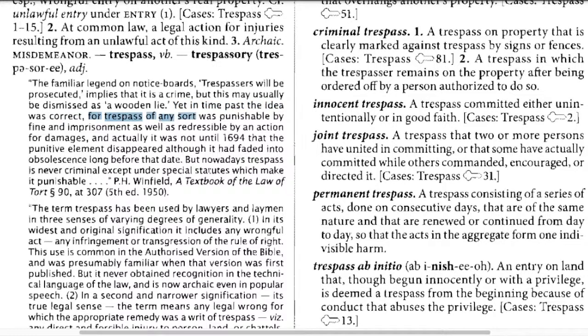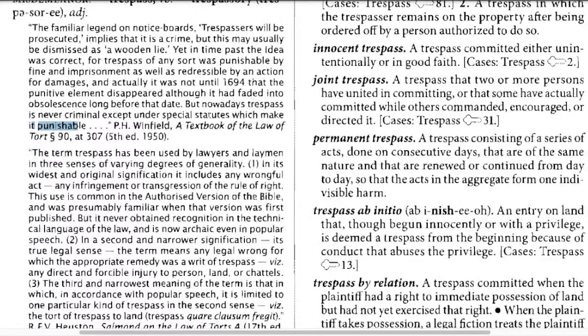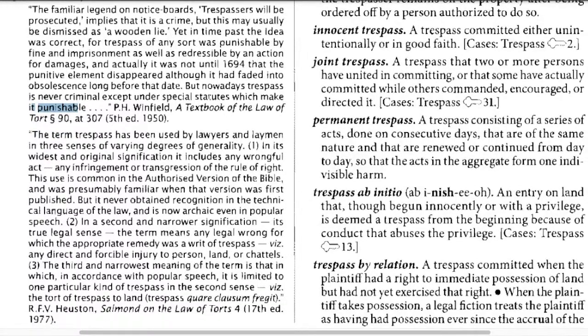For trespass of any sort was punishable by fine and imprisonment, as well as redressable by an action for damages. And actually, it was not until 1694 that the punitive element disappeared, although it had faded into obsolescence long before that date. But nowadays, trespass is never criminal, except under special statutes which make it punishable. Trespass is never criminal.